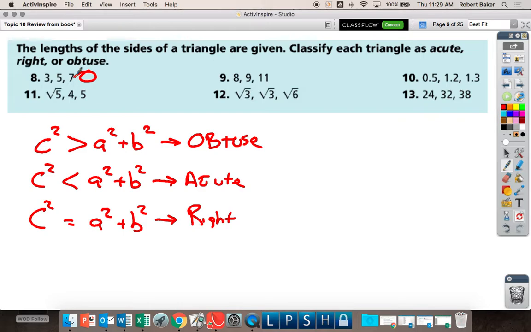Does that clear it up, or you want to go through all of them? Just do one more. One of the dumb ones with the radicals. Number 12? Sure.